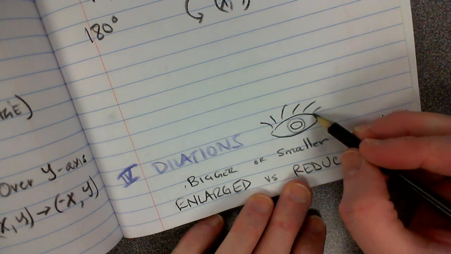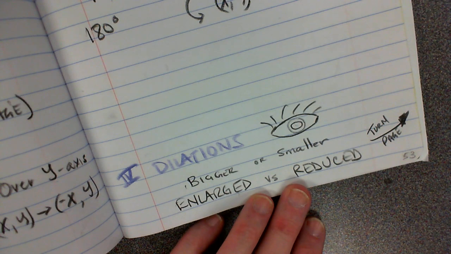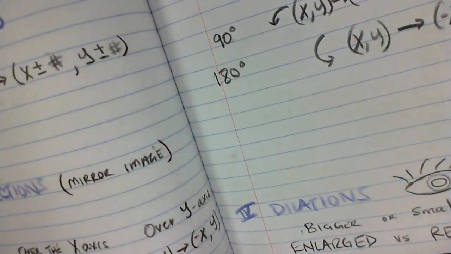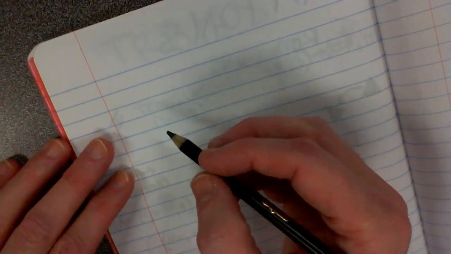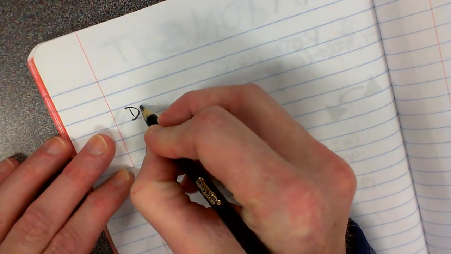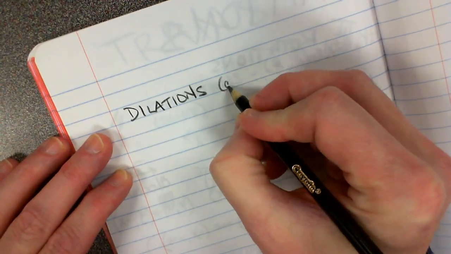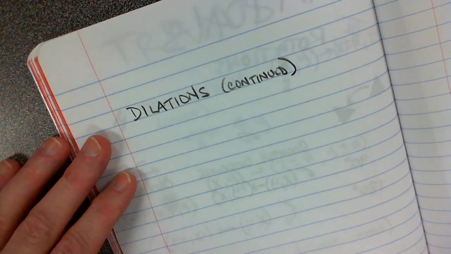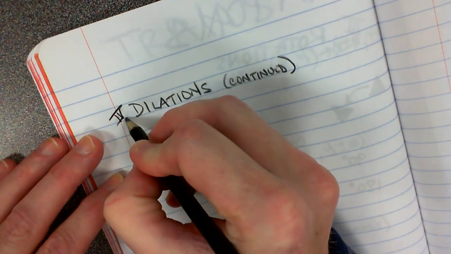I want you to draw an eye, just to remember that, hey, this is the word dilate. And we're going to turn the page and continue our information about dilations. Now, on this page at the top, we can write dilations, and in parentheses write the word continued. And this is actually number 4, dilations continued.